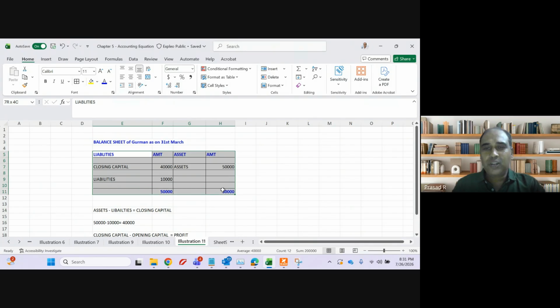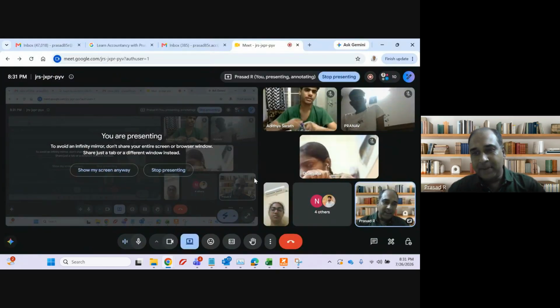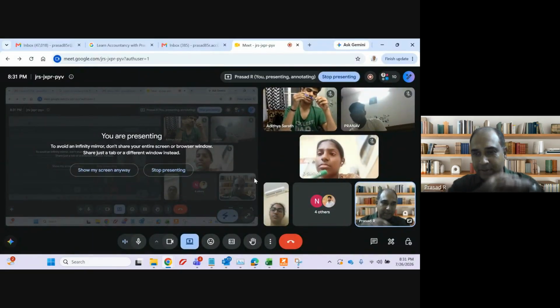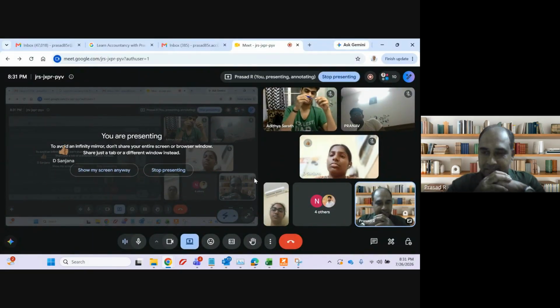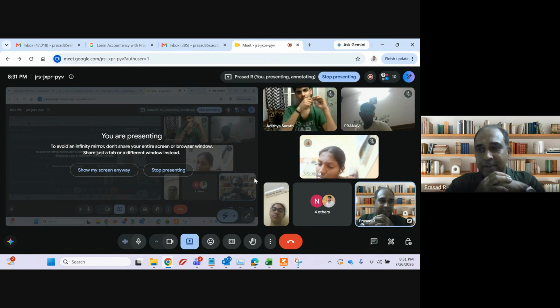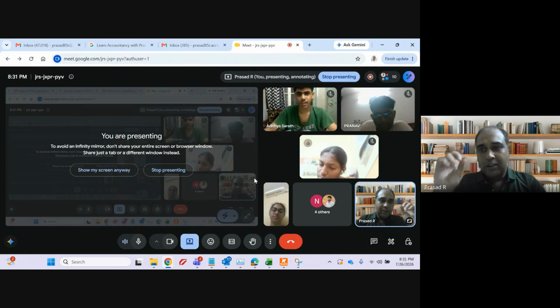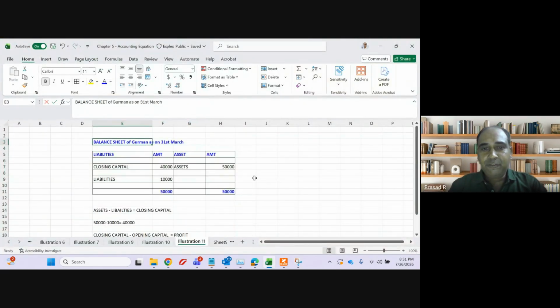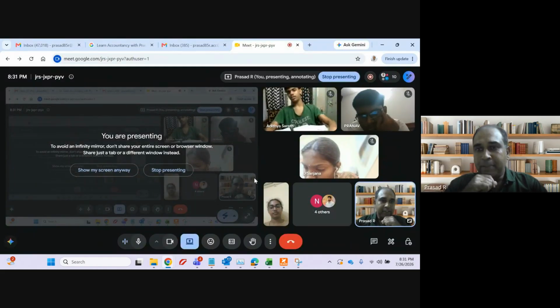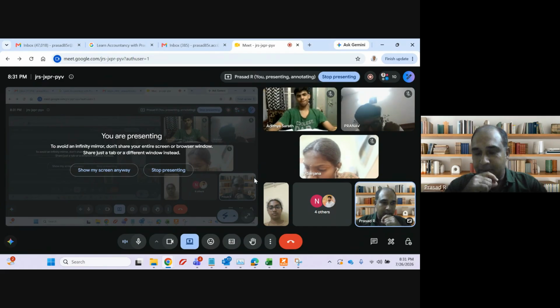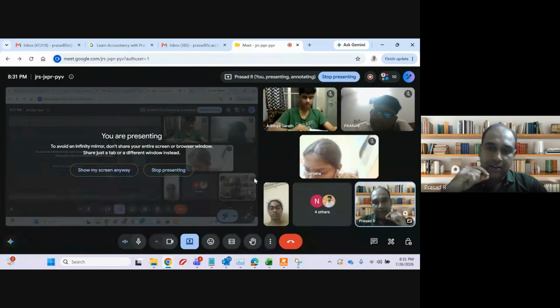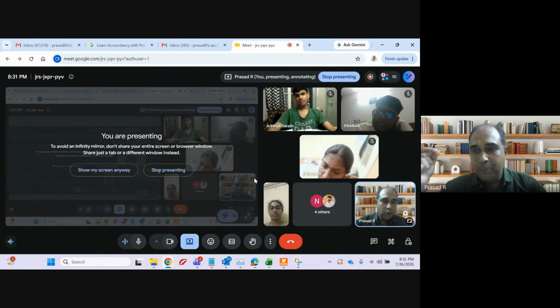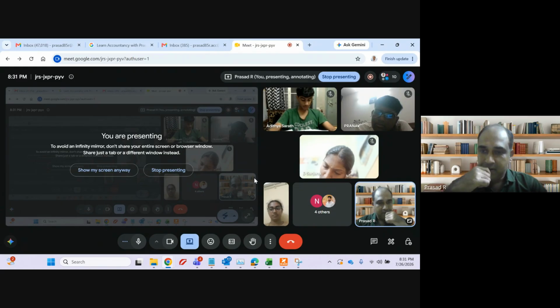The whole concept is only this much. Assets equal liabilities plus capital. I'm just playing around with that. Whichever is missing, I'm finding out. The only concept you have to remember is, if the balance sheet is on 31st March, the capital will be closing capital. If the balance sheet is on 1st April, which will not be there, it will be opening capital.